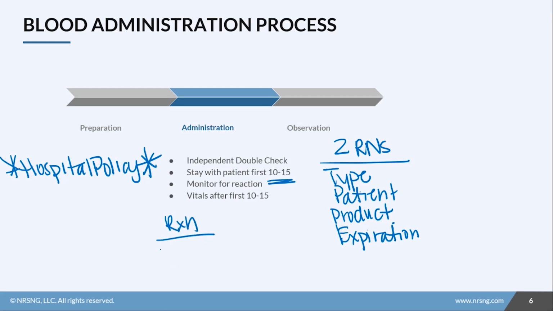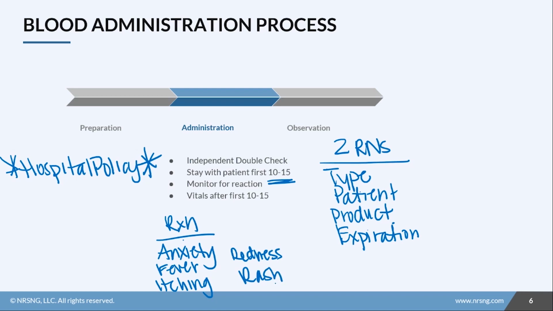Signs of a reaction are going to be anxiety. I list that first because both times I've had a patient have a large transfusion reaction, the first sign they showed was anxiety. That was your patient's body telling you, or telling me rather, something doesn't feel right. So they were anxious before they had a rash, before they started itching, before they were tachycardic, before they had a fever. They were anxious. And then, of course, we could have fever, itching, redness, and rash. All right?